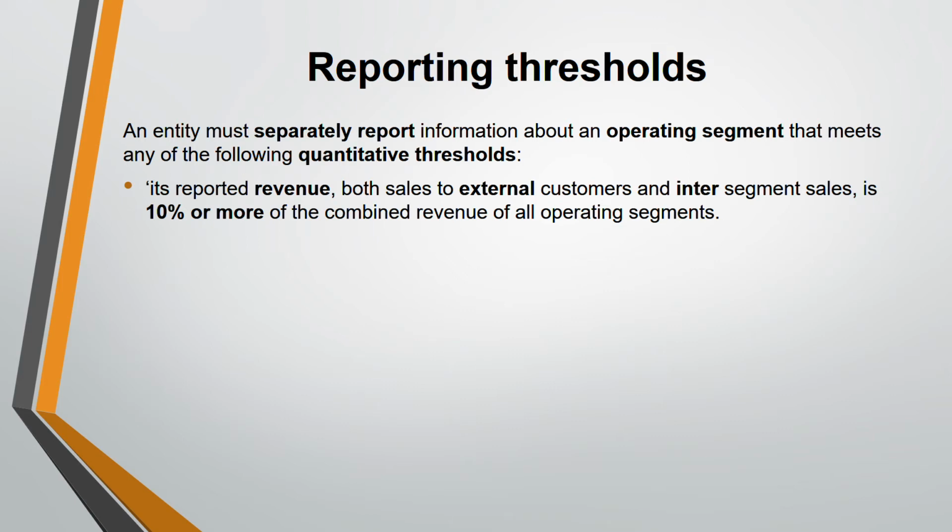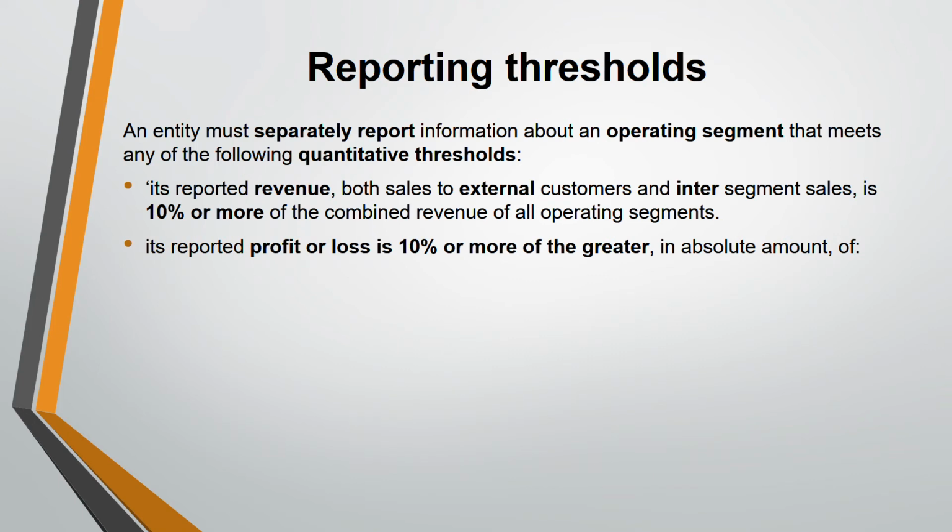That means you have to meet this quantitative threshold to recognize it. For revenue, remember it includes both revenues: one is to the external customer, the other is inter-segment sales. External as well as internal, both sales. Inter means inside the group. Together they have to be 10% or more of the combined revenue of all the operating segments. You are not only taking the external revenue. No, both internal and external have to be 10% or more. If it is 10% or more, let's say 20%, which is more than 10%, then you have to report that segment.